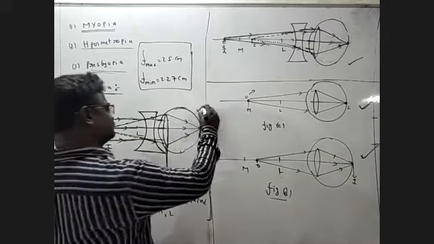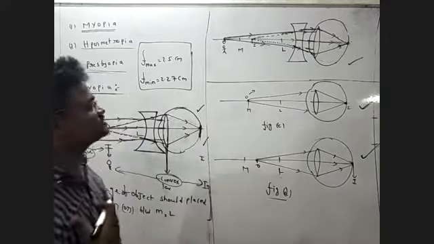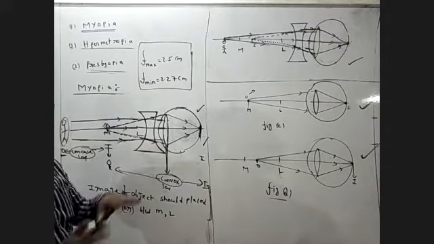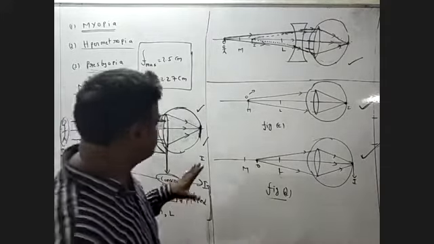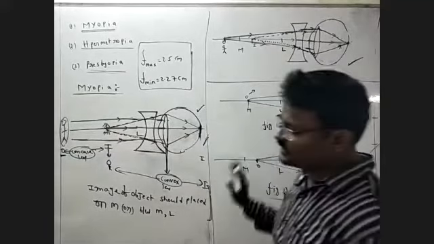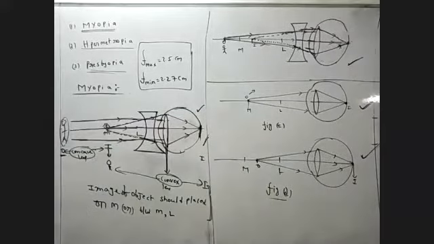This is the correct one. You are seeing a person wearing spectacles. He is seeing the objects very clearly. We are correcting problems. Now you will see the next part, the calculation.